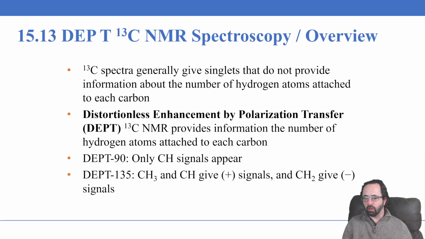One is called distortionless enhancement by polarization transfer, or DEPT. DEPT C13 NMR will actually get you some splitting information. There are two modes to this DEPT. One called DEPT 90 shows only CH signals, so carbons attached to one hydrogen. DEPT 135 has positive signals for carbons attached to odd numbers of hydrogens and negative signals for carbons attached to even numbers of hydrogens.